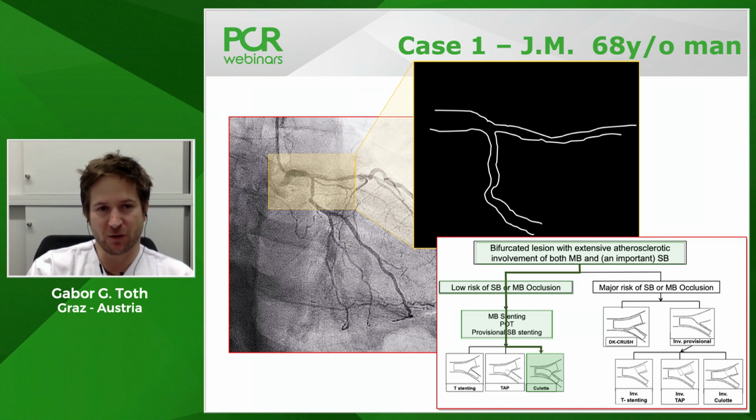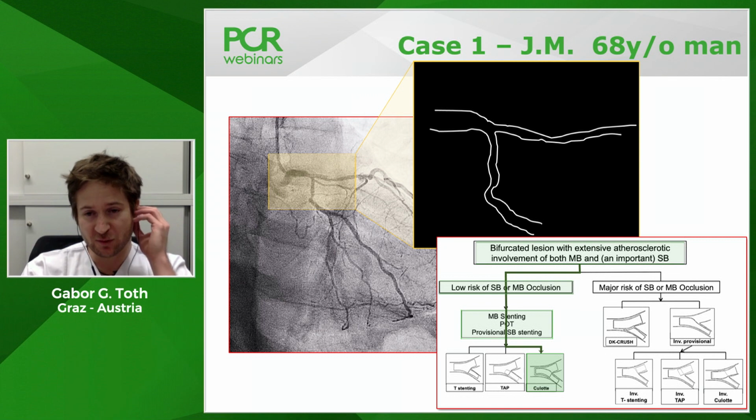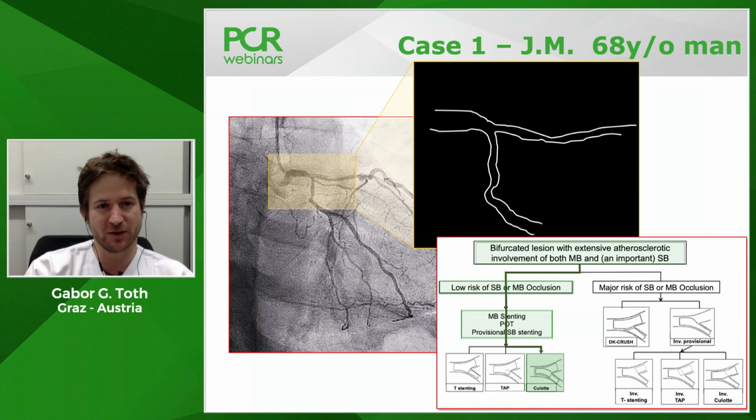And therefore, our approach was main branch stenting, but keeping in mind that the circumflex will also practically definitely need a second stent during the procedure. So in this way, we get to the idea of doing culotte technique.